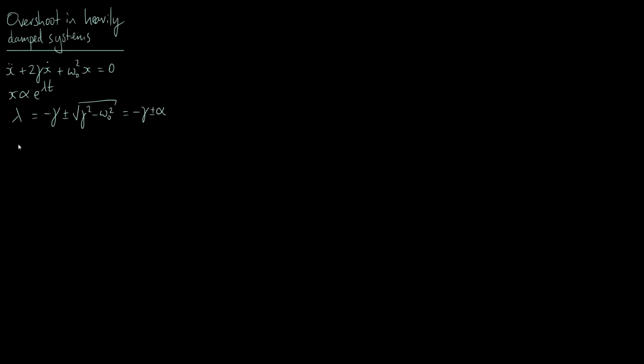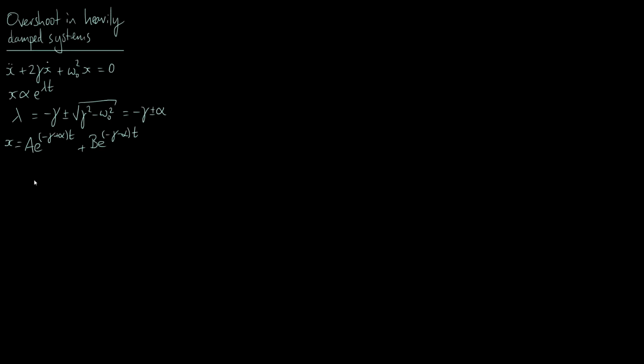What this means is, if gamma is bigger than omega naught, then the thing inside the square root is positive, right? And you have two distinct roots, two distinct solutions for lambda. And what that means is your general solution for x is going to look like this. You're going to get some constant a, e to the minus gamma plus alpha t, and then you get a contribution from the other lambda as well. So you get another constant b, e to the minus gamma minus alpha t. So that's our general solution for x.